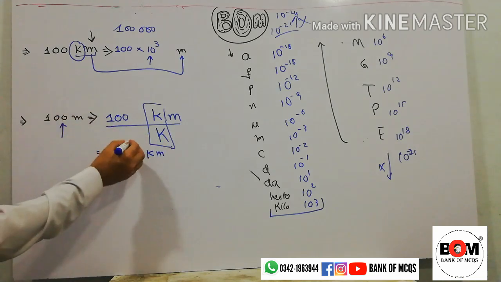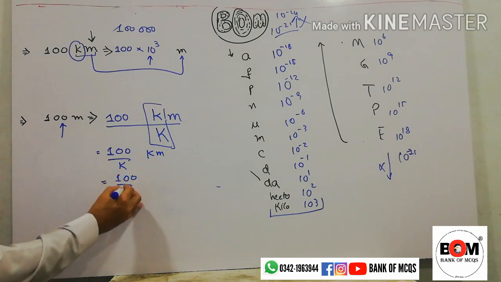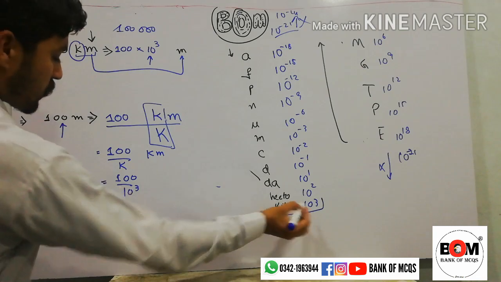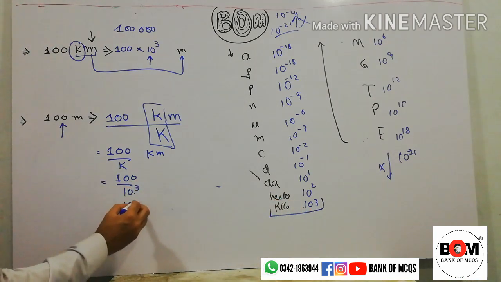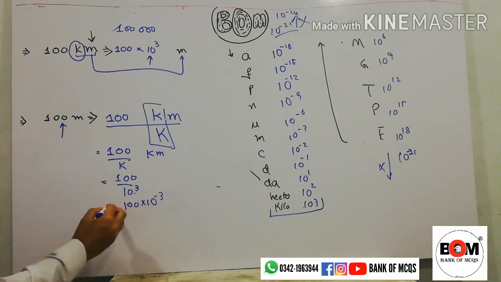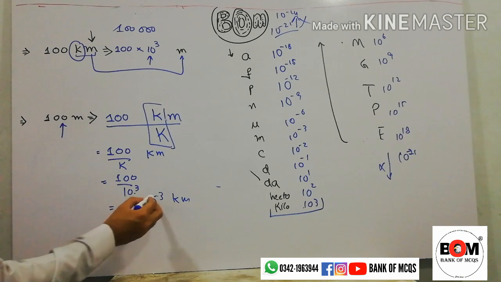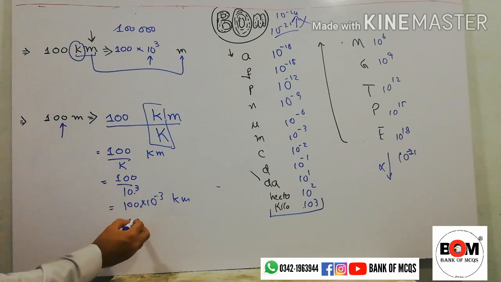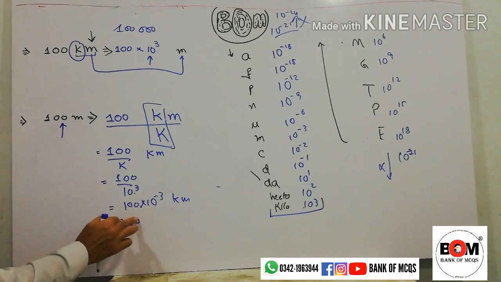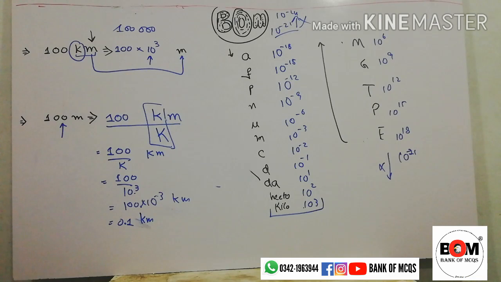But in a number we can't write kilo, so I need a number. So 100 divided by kilo, where kilo is equal to 10 raised to power 3. Moving this upward, 100 multiplied by 10 raised to power minus 3 kilometer. This means that the point has moved 3 places to the left, so the answer is 0.1 kilometer. So this was the trick.